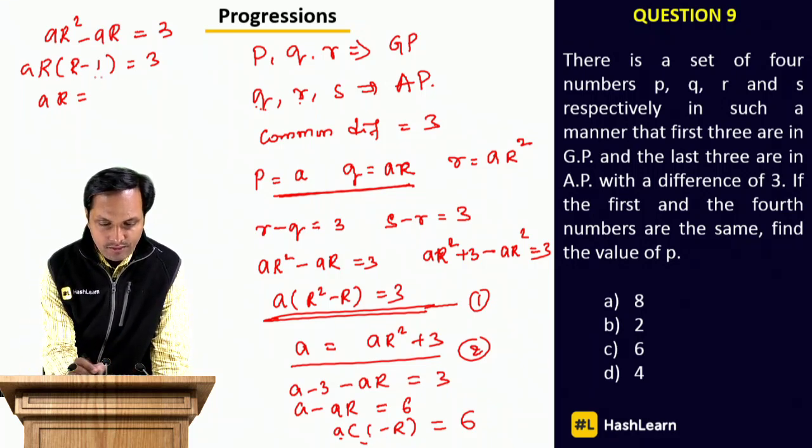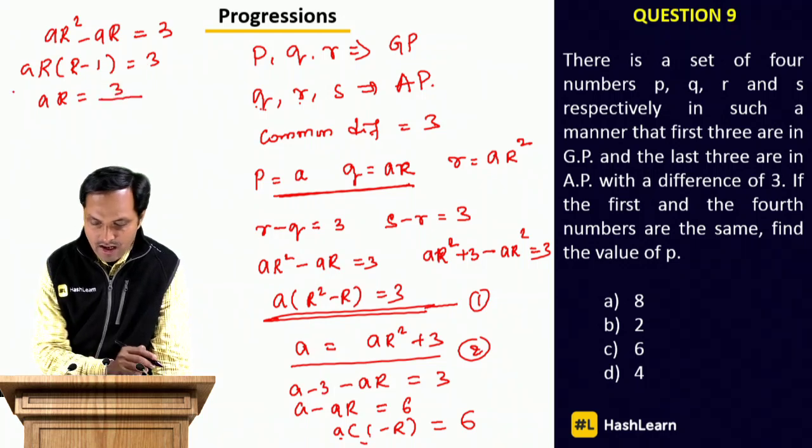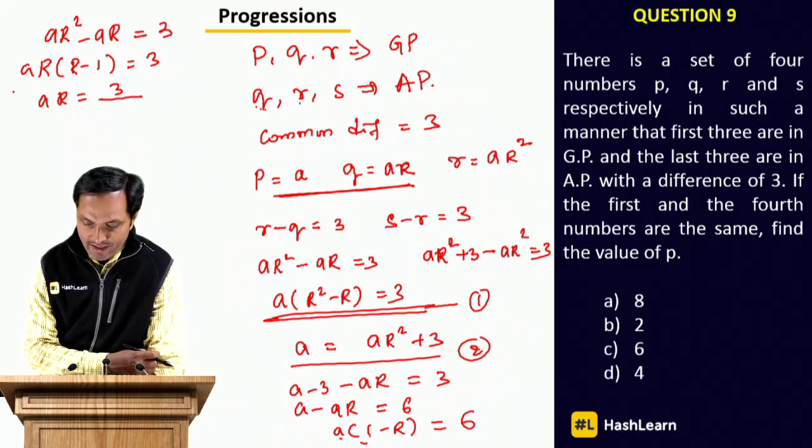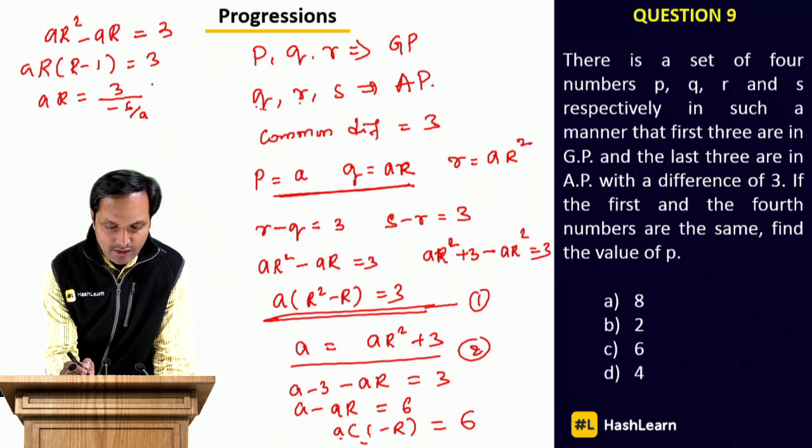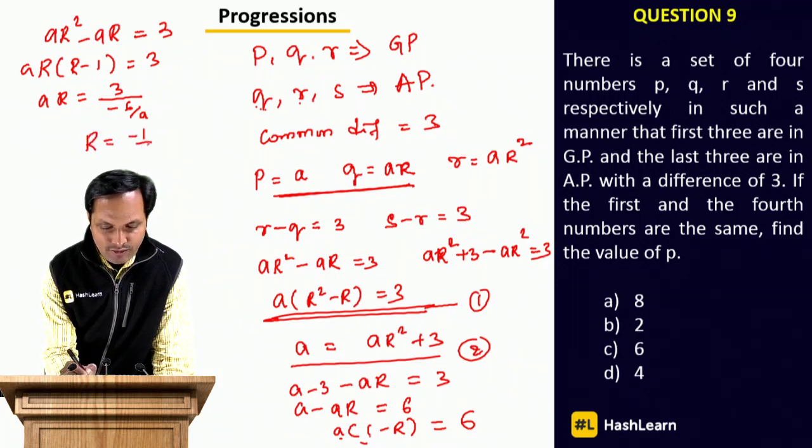That will give you 3 divided by R minus 1. R minus 1 is minus 6 by a. So minus 6 by a. If I shift this one to the top, a gets cancelled. So r is minus 1 by 2.